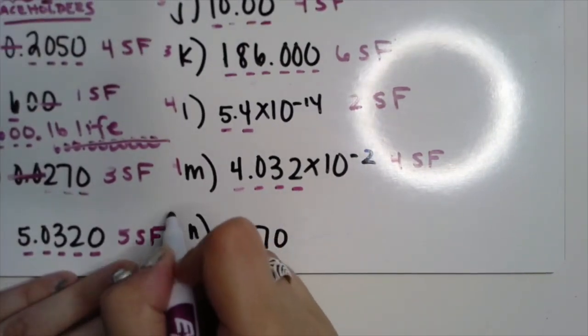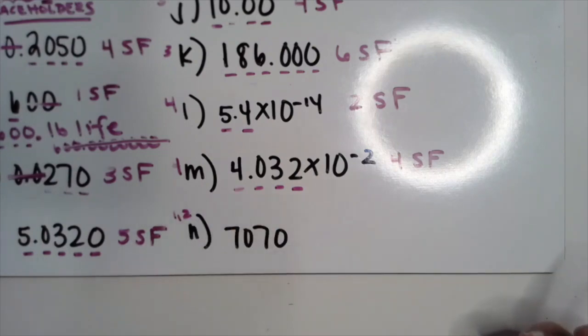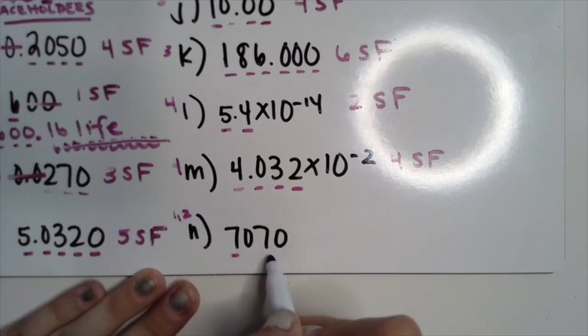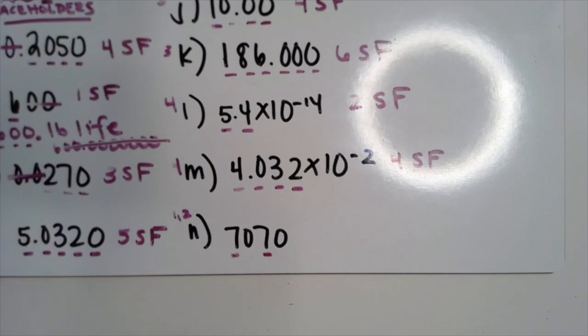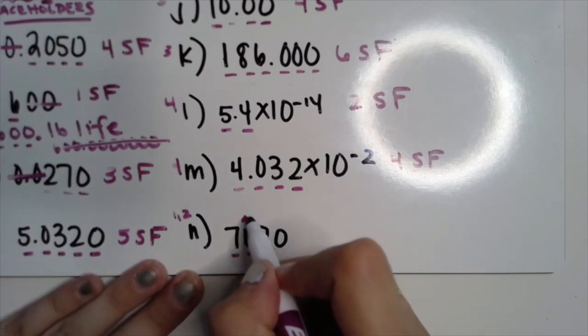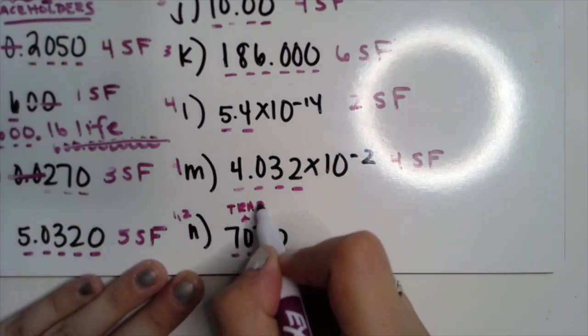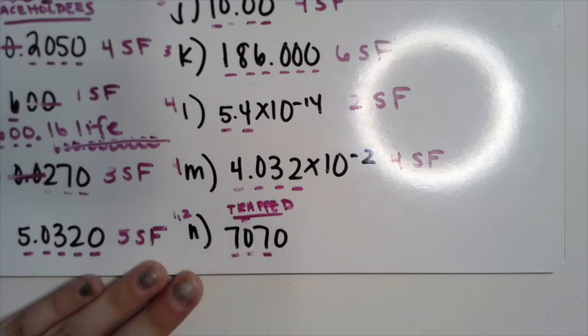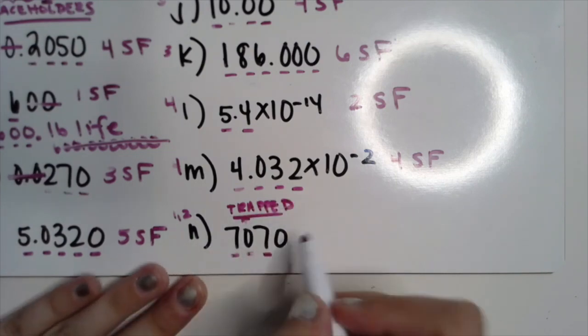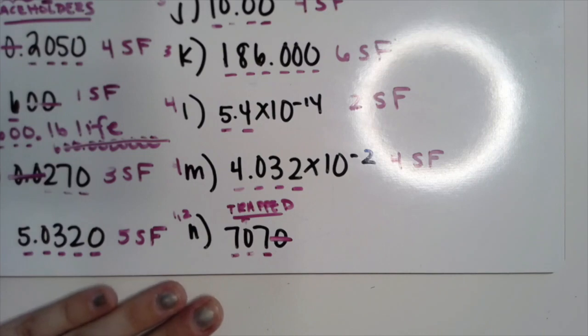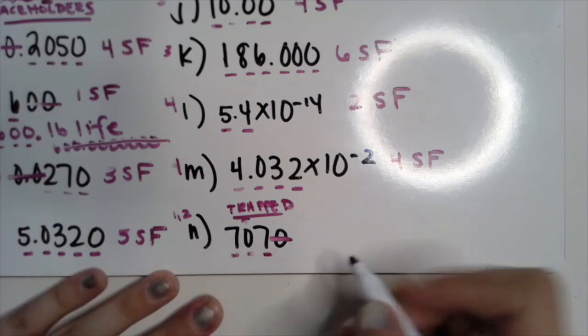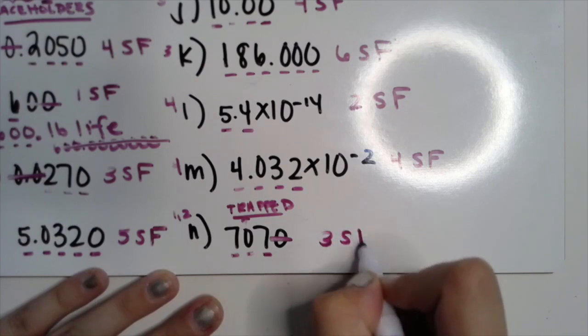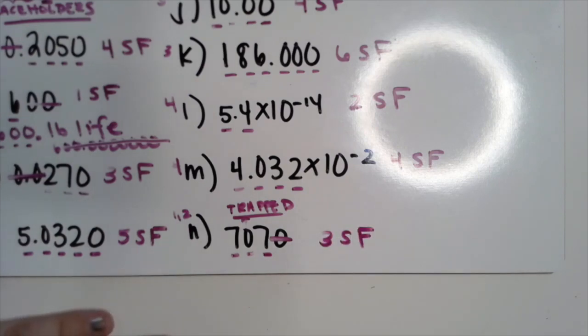N deals with rules 1 and 2. No decimal point. This 7 and this 7 is significant because they're both not 0. This 0 is also significant. Why? Because it's trapped. That 0 is trapped in between those other ones. This 0 is not significant. At the end, that's more of an approximation. It's about 7,070. So this value has 3 significant figures.